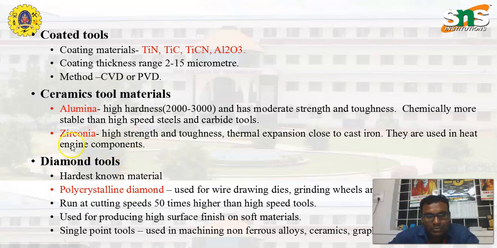The last one is the diamond tools. An example is polycrystalline diamond. It is majorly used for wire drawing dies, and also grinding wheels and abrasive coatings. It runs at cutting speeds 50 times higher than that of high speed tools. It is used for producing a high surface finish on soft materials, and also in machining non-ferrous alloys, ceramics, graphite, fiberglass, rubber, etc.